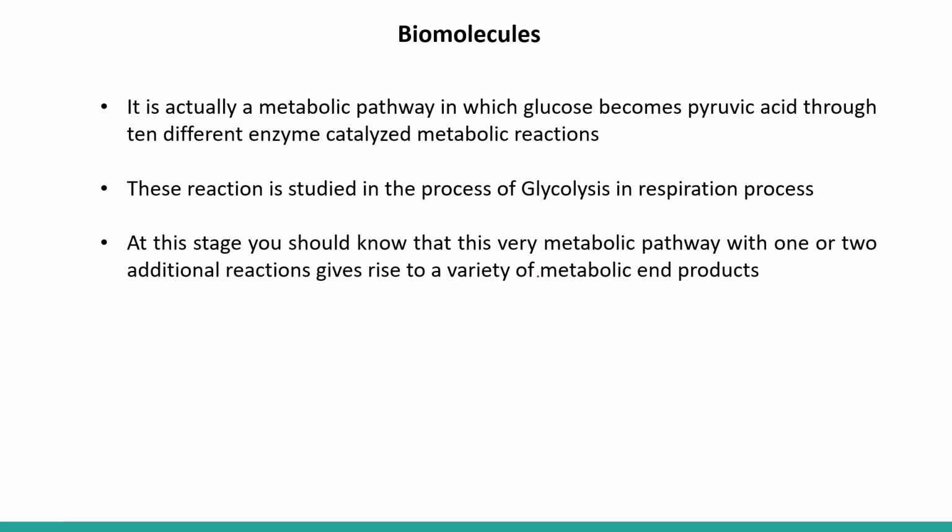Okay. So it is actually a metabolic pathway in which glucose becomes pyruvic acid through 10 different enzyme-catalyzed metabolic reactions. This occurs in a 10-step reaction. So there are 10 different reactions, and for each reaction there is a specific enzyme. This reaction starts in the process of glycolysis in the respiration process.